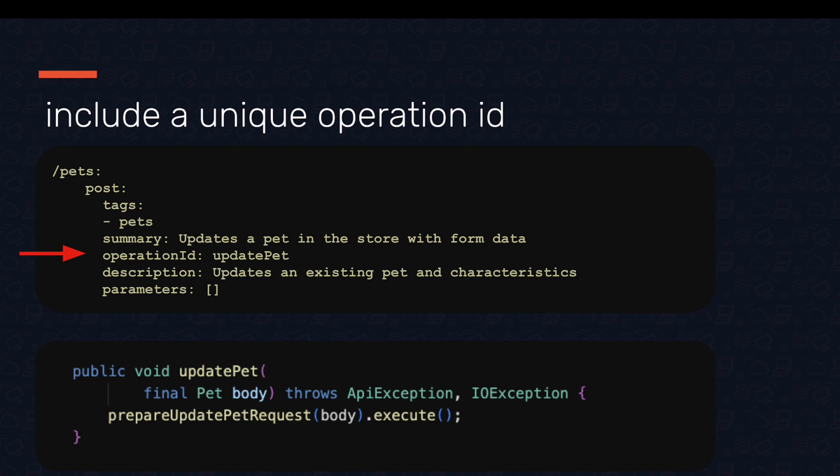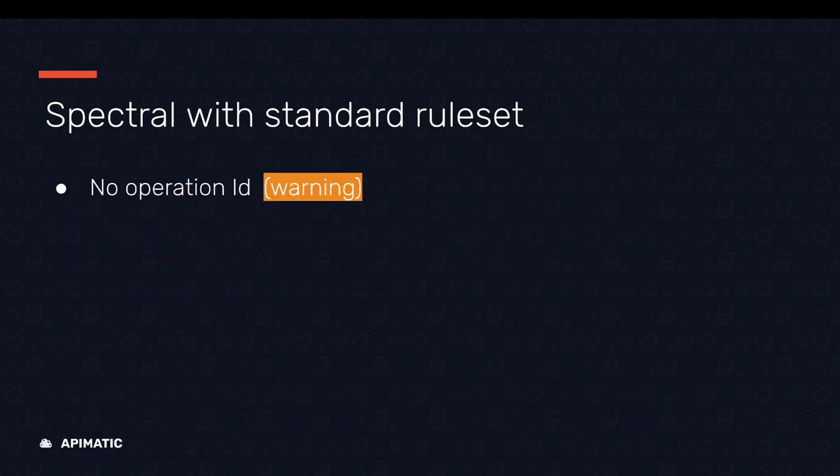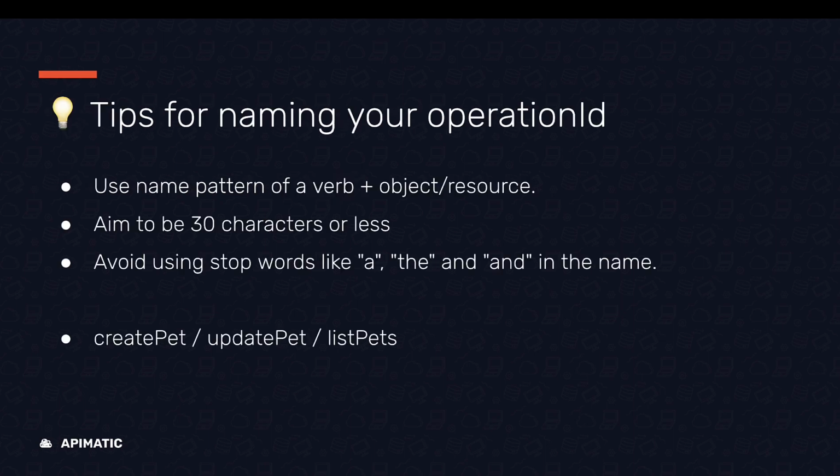But if you add that operation ID, what you've provided to the code generator is the name for the method that you believe is going to be most intuitive to the developer. Now, Spectral will catch a missing operation ID and give you a warning. So that's good, as long as we're paying attention to those warnings. A good tip for when you name those operation IDs is to call it a verb resource combination, less than 30 characters, something like create pet or list pets if it's plural.